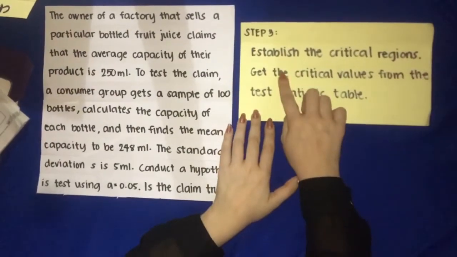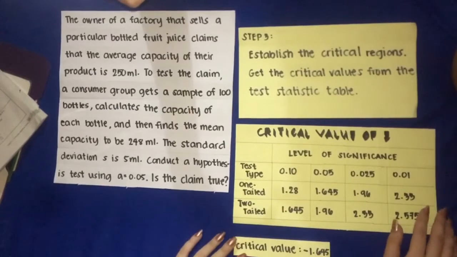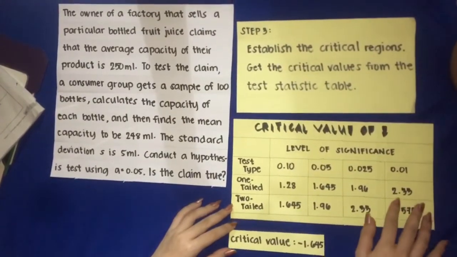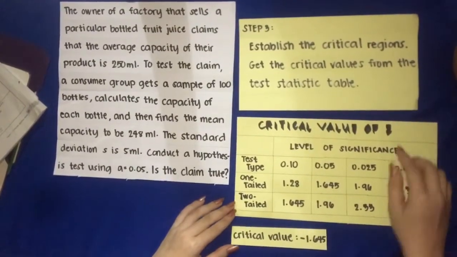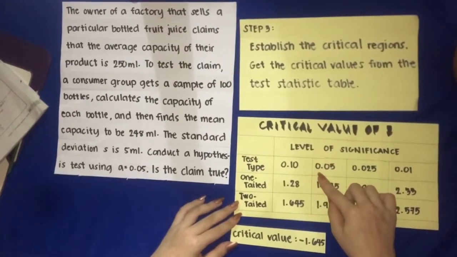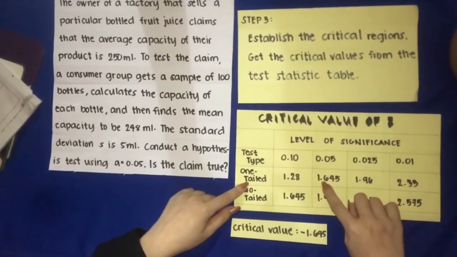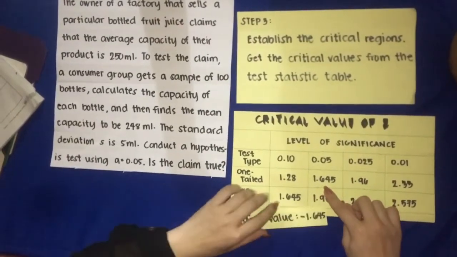But our sample is greater than 30, so the appropriate test statistic to be used is the z-test. Step 3. Our critical value is negative 1.645 since we will be using the left side of the graph. Our level of significance is 0.05 and it is one-tailed. That's why it is 1.645.